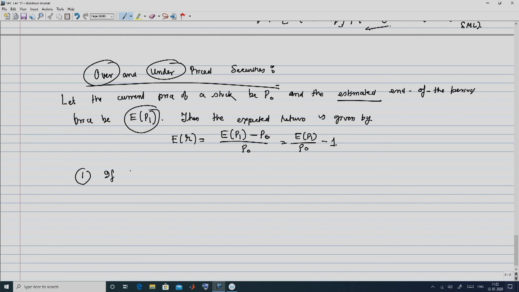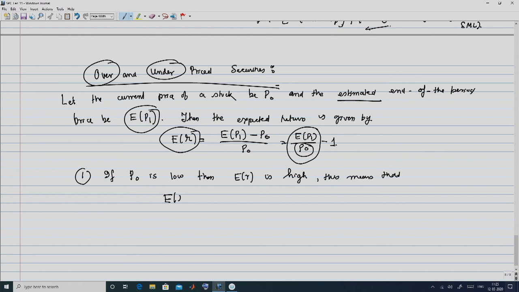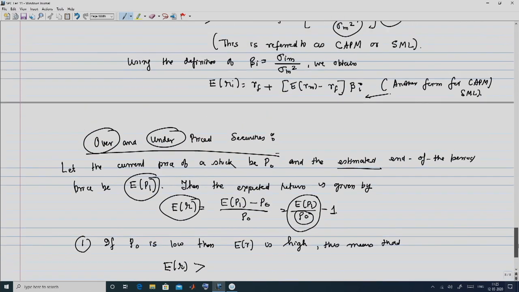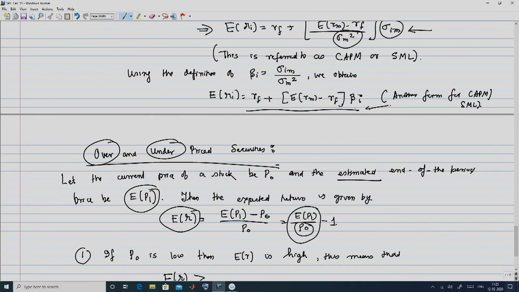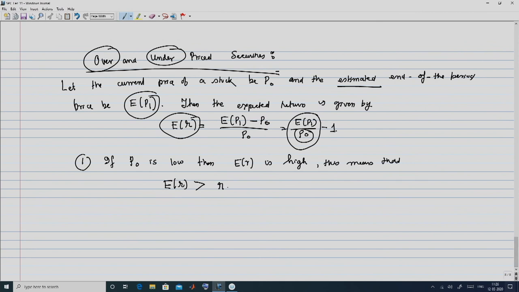So, first of all, if P0 is low, then this quantity is going to be large. So, if P0 is low, then consequently E of R is going to be high, because E of R and P0 behave in an inverse manner. Once I say that this is high, this means that the E of R of the asset will be greater than the expected return given from the formula of the CAPM. So, E of R is going to be greater than RF plus (E of RM minus RF) into beta. Now, here I am dropping the subscript i for notational convenience.